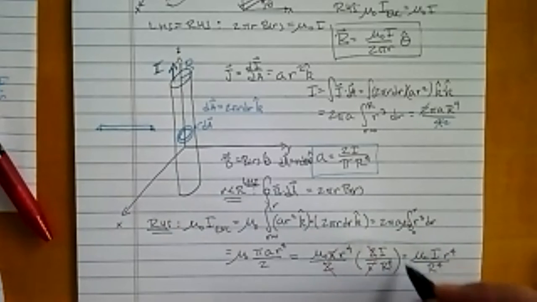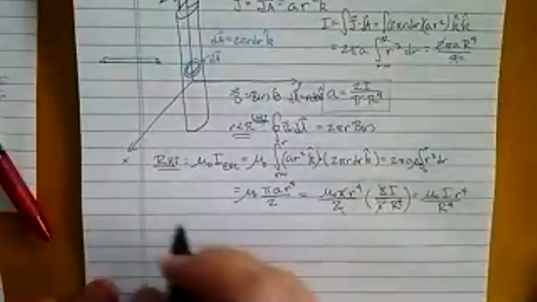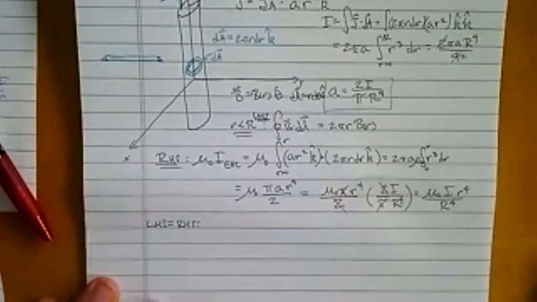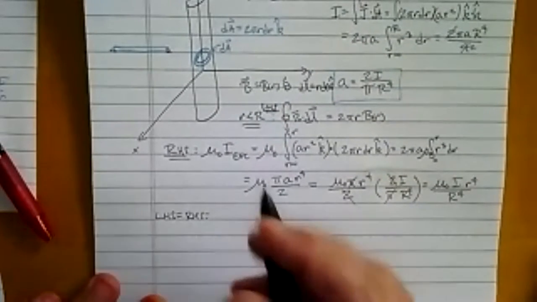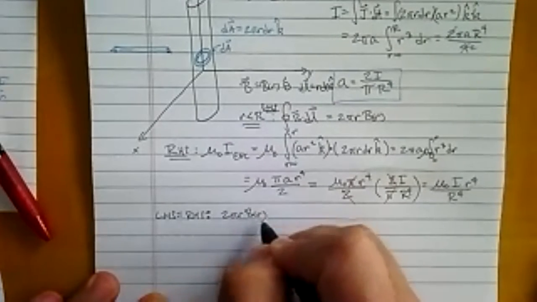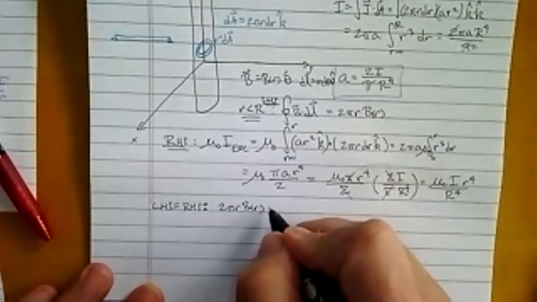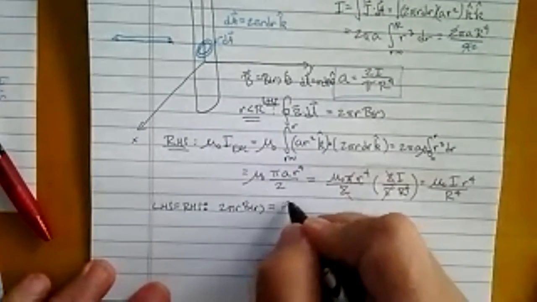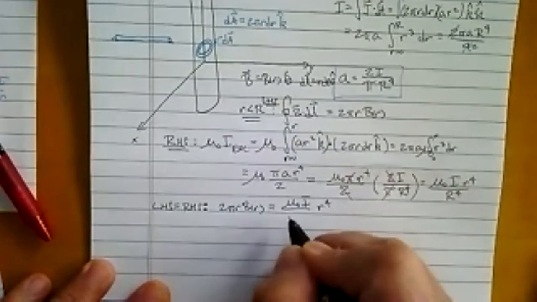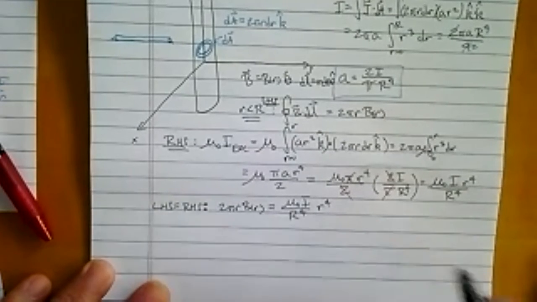And that makes sense because the left-hand side should have units of mu 0 I, and R would have to be the same units for that to be the case. Now all I have to do is set the left-hand side equal to the right-hand side of Ampere's law, and I will have the solution. So setting the left-hand side equal to the right-hand side, the left-hand side was 2 pi r B of r. The right-hand side is mu 0 I r to the fourth over big R to the fourth.